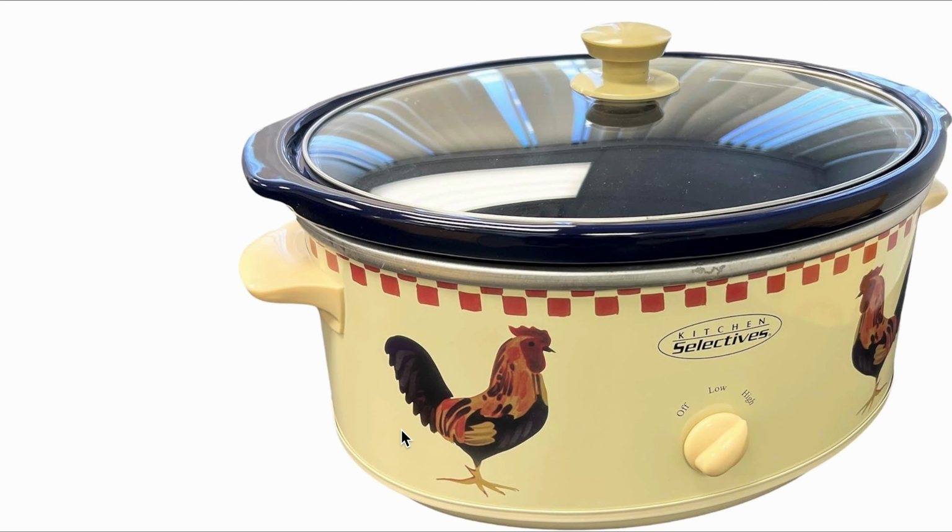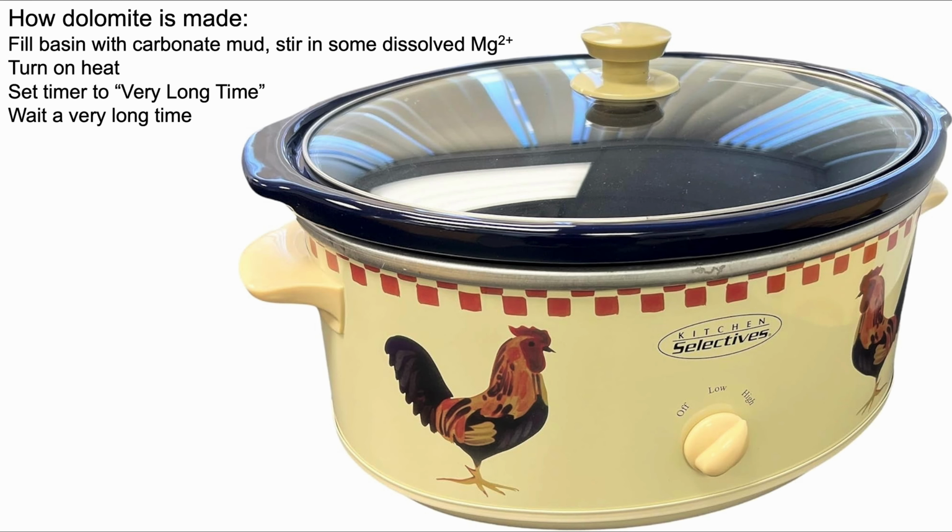The way you make dolomite is you put your ingredients into a slow cooker, fill this with some carbonate mud, pump in some dissolved magnesium ions, turn on the heat, turn on the pressure, set the timer to a very long time, and wait a very long time, and boom, you have dolomite.